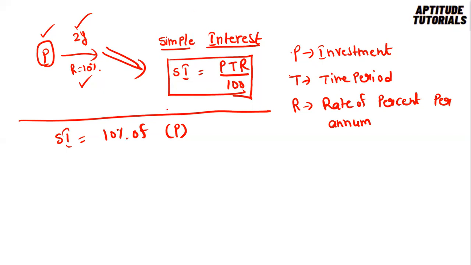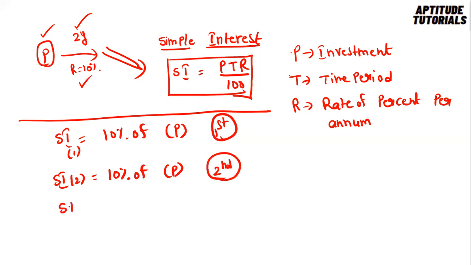Let us say you are taking it for 2 years. For the first year you will pay 10% of the principal, and that is the simple interest for the first year. For the second year, the process is the same. You will pay again 10% of the principal that you have taken. Once the total time period is completed, you have to pay the total interest: the simple interest for the first year and the simple interest for the second year.